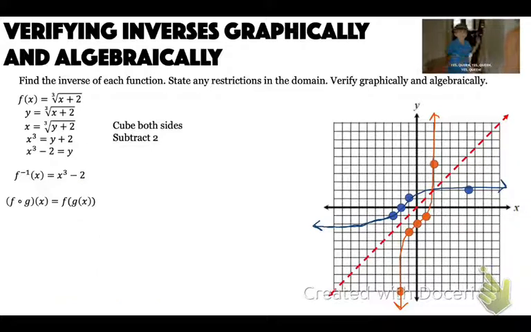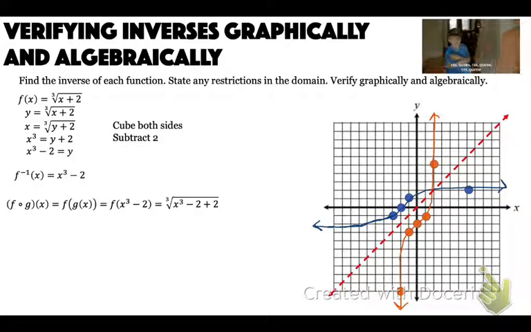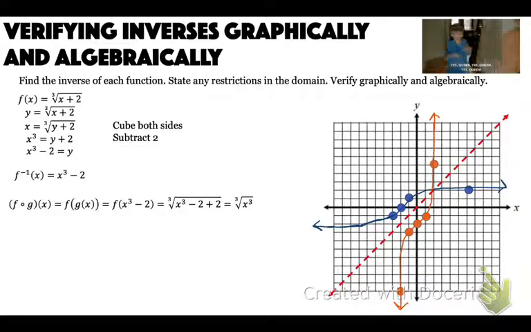But we still need to verify it algebraically. So f of g of x is the same thing as f of g of x. And then I'm going to plug the x cubed minus 2 into that. So I have the cube root of x cubed minus 2 plus 2. The 2s cancel. I'm left with the cube root of x cubed, which is x.